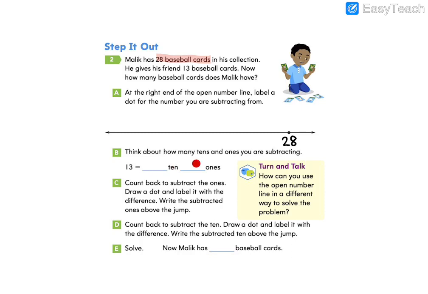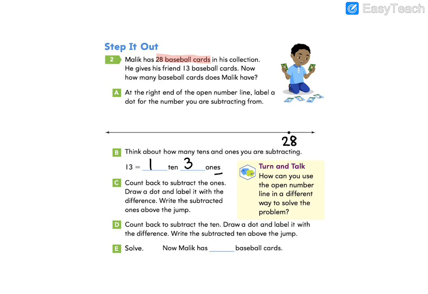Now we can think about how many tens and ones we're subtracting. Go ahead and rewrite 13 as a number of tens and ones. You should have written that 13 is equal to 1 ten and 3 ones. Now we're going to subtract the ones. We're going to count back to subtract ones. Draw a dot and label it with the difference. So write the subtracted ones above the jump.